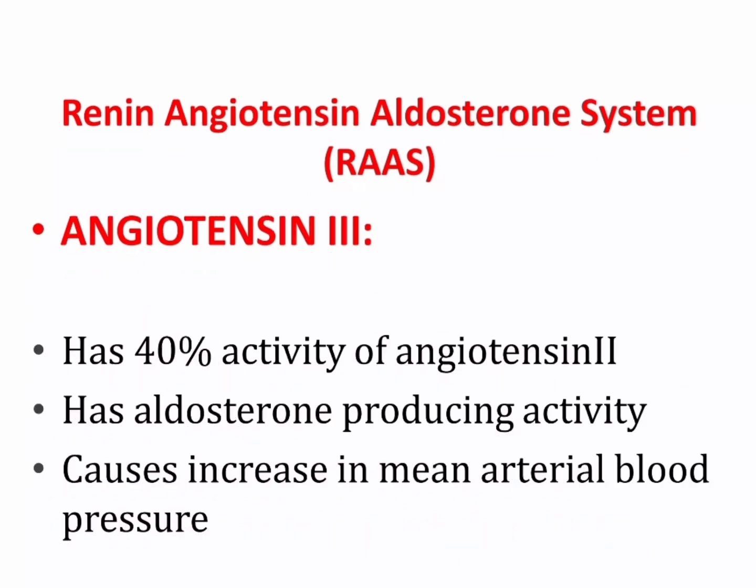Next is angiotensin 3. It has 40% of the activity of angiotensin 2. It has aldosterone producing activity. It produces aldosterone and causes an increase in the mean arterial blood pressure. So this is about angiotensin 3.